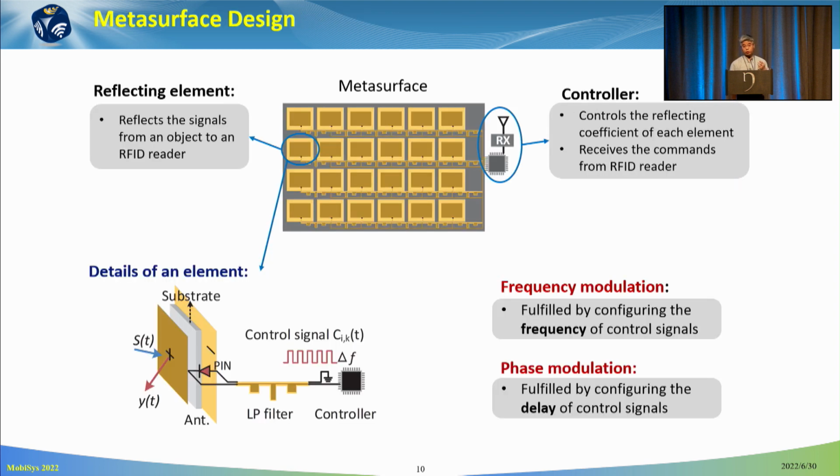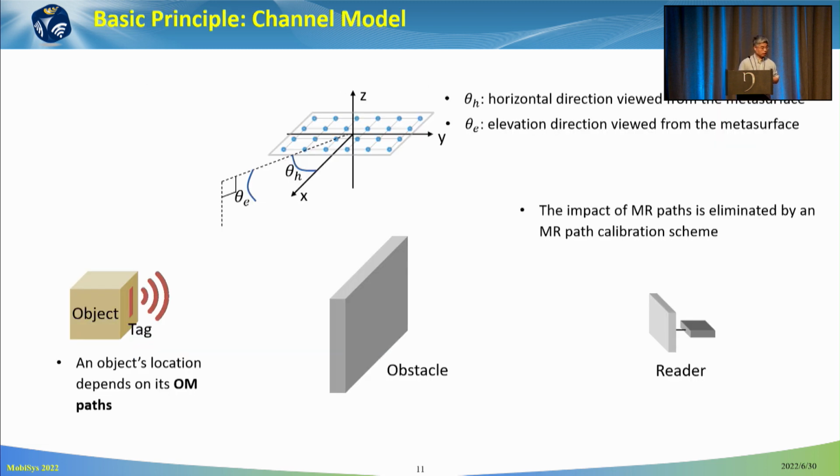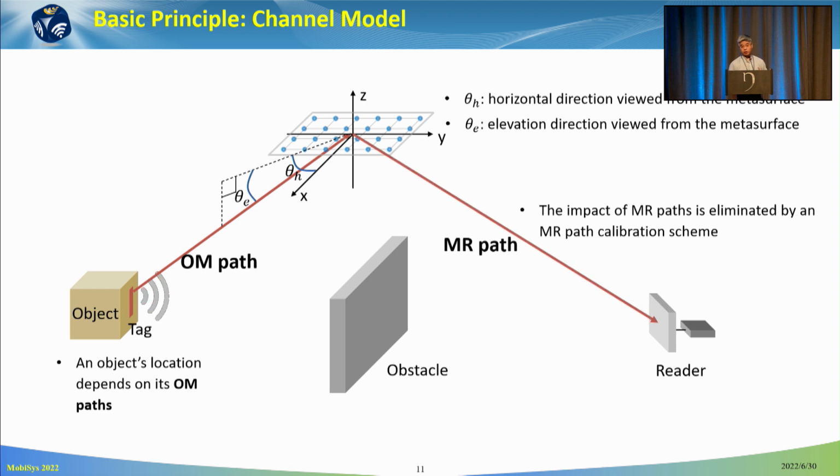To have those two functionalities, we design a Metasurface which consists of multiple elements, and we have a controller to fine-tune the phase and the delay of those elements so that we can achieve frequency and phase modulation. So now the channel model from end to end is like this: we have the OM path from the object to the Metasurface, then from the Metasurface to the reader, that's the MR path. So that's the total path, the MS path.